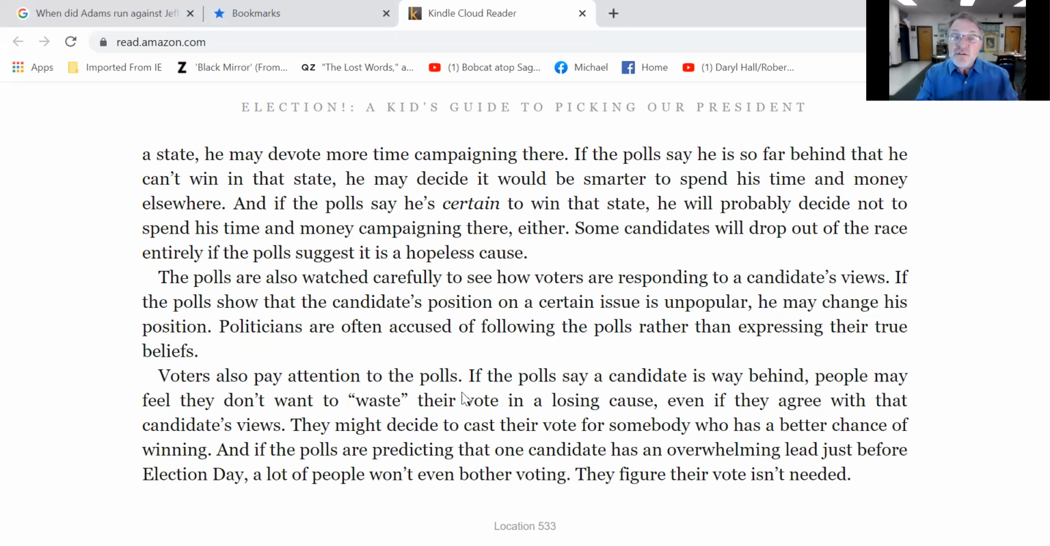Voters also pay attention to the polls. If the polls say a candidate is way behind, people may feel, don't waste your vote on that losing cause, even if they agree with that candidate's views. They might decide to cast their vote for somebody who has a better chance of winning. And if the polls are predicting that one candidate has an overwhelming lead just before election day, a lot of people won't even bother voting. They figure their vote isn't even needed.